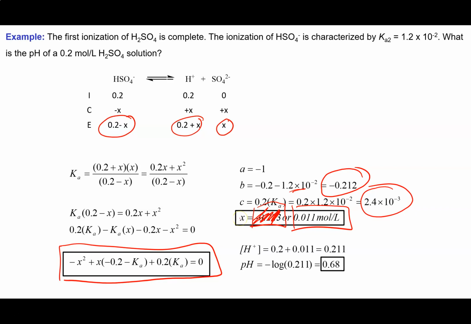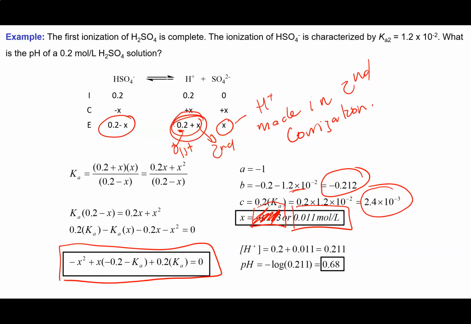So X, which represents the H plus made in the second ionization, is quite small, right? It is 0.011. So how much H plus have I made? Well, I made 0.2 in the first one, and then I made X in the second one. So the total H plus concentration is just going to be those things added together, right?